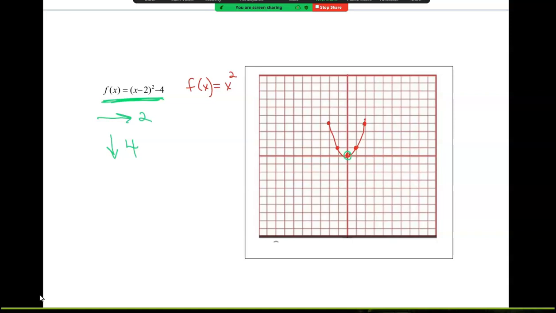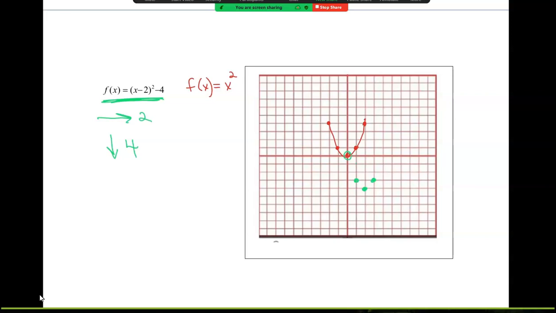Go right 2, and then down 4. 1, 2, 3, 4. Okay, go to the vertex. Go right 2, 1, 2, down 4. 1, 2, 3, 4. If you're doing it right, you should start getting some symmetry. So I have my second to last point. I'm going to go right 2, 1, 2, down 4. 1, 2, 3, 4.